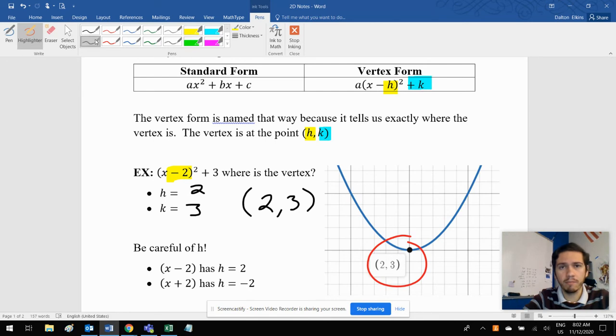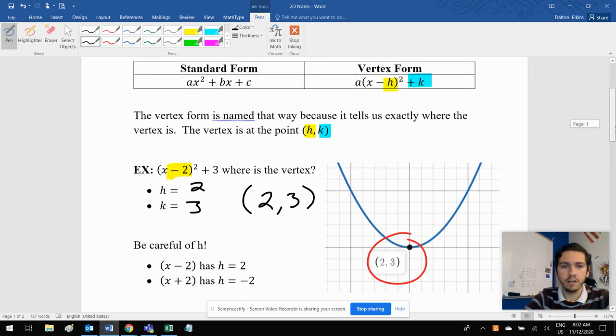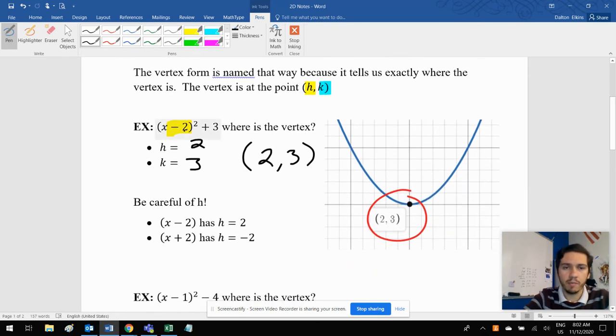Another way to think about minus and subtraction is the opposite of. So the opposite of h there. Because the formula calls for x minus 2, I'm thinking the opposite of negative 2, which is 2. So if you see x minus 2, then h is 2. If you see x plus 2, then h is negative 2.